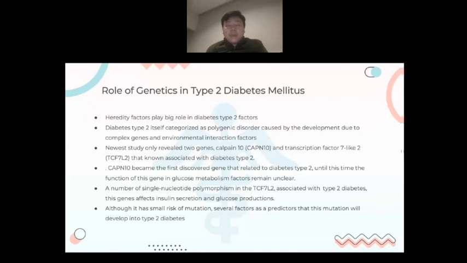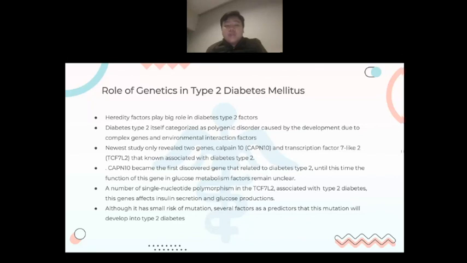My name is David, number 74. I will explain the role of genetics in type 2 diabetes mellitus. So, heredity factors play a big role in diabetes type 2. Diabetes type 2 itself is categorized as a polygenic disorder caused by complex gene and environmental interaction factors.